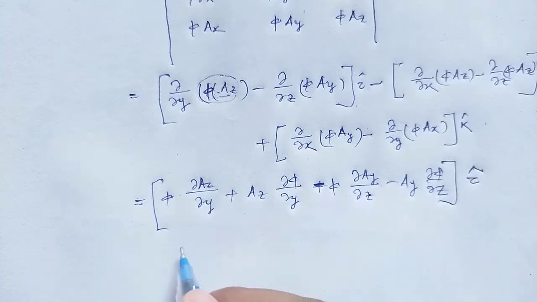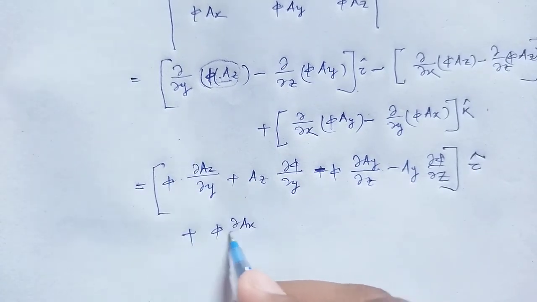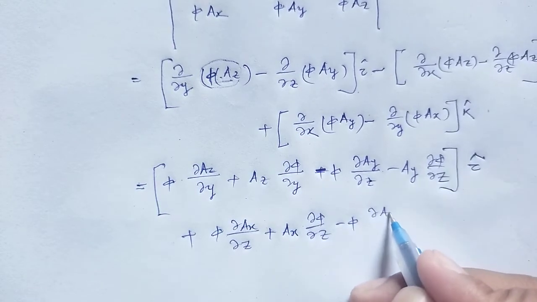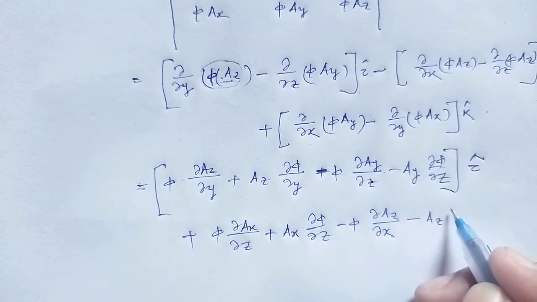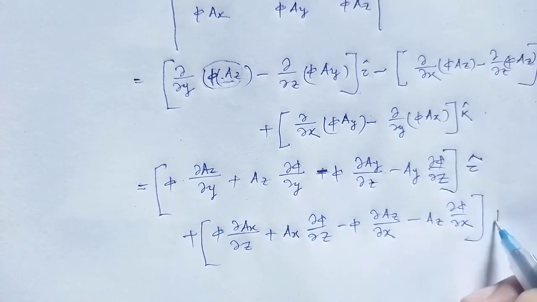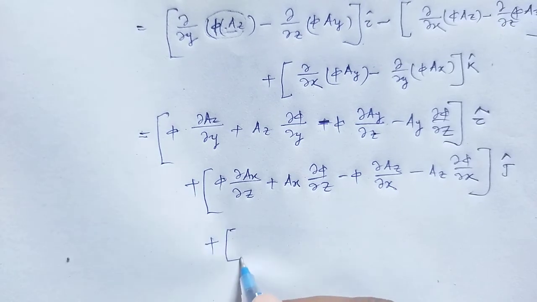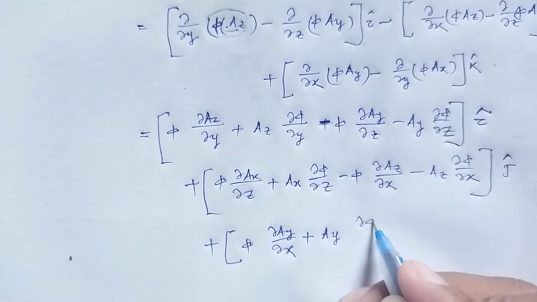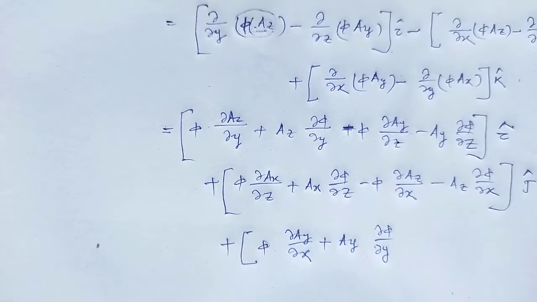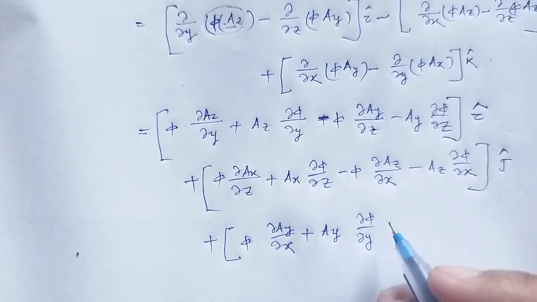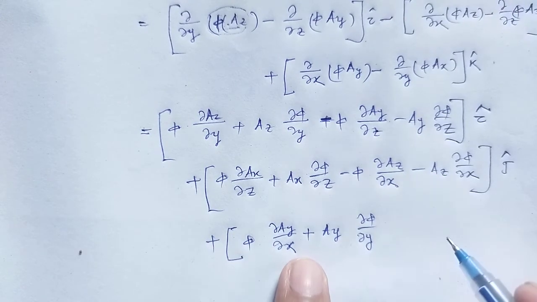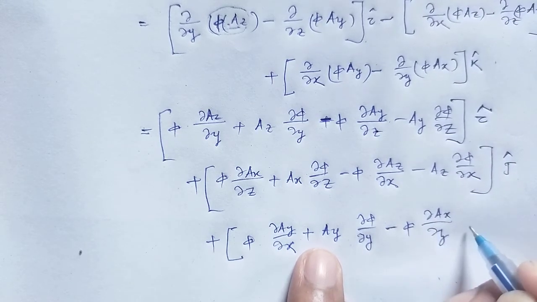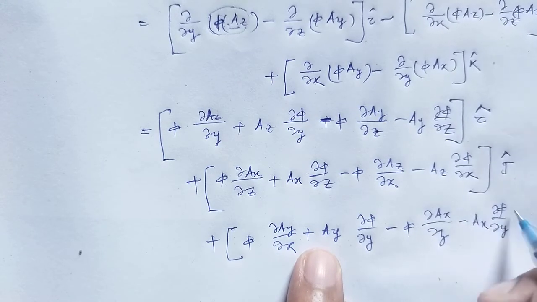This is i cap plus phi del ax by del z plus ax del phi by del z minus phi del az by del x minus az del phi by del x, j cap plus phi del ay by del x plus ay del phi by del y, and so on: phi del ay by del x plus ay del phi by del x minus phi del ax by del y minus ax del phi by del y, k cap.